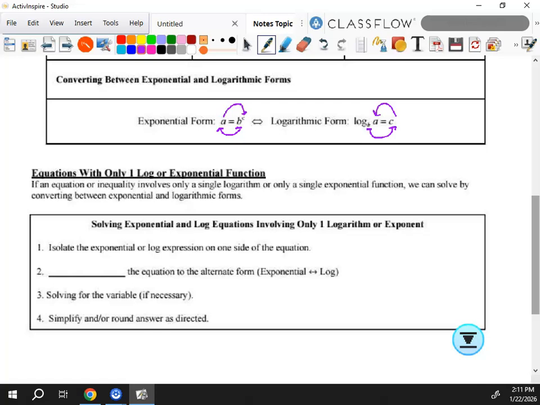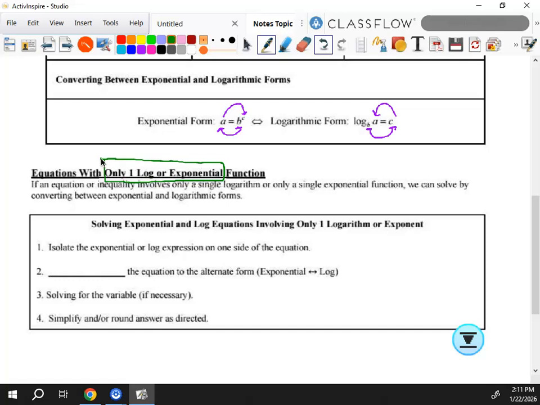All right. So we're starting out pretty basic today. We're looking at equations. Before, we have evaluated, we've rewritten, we've done other things like this, but we're actually going to solve equations, but with only one log or exponential function. So only one log or exponential.